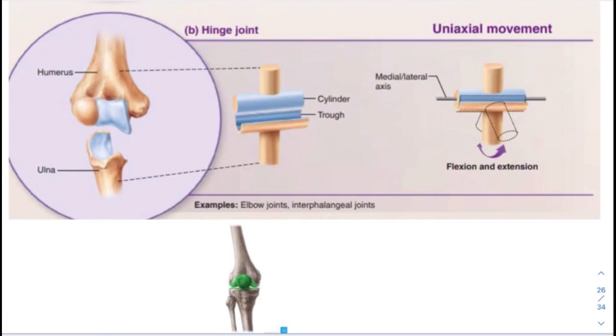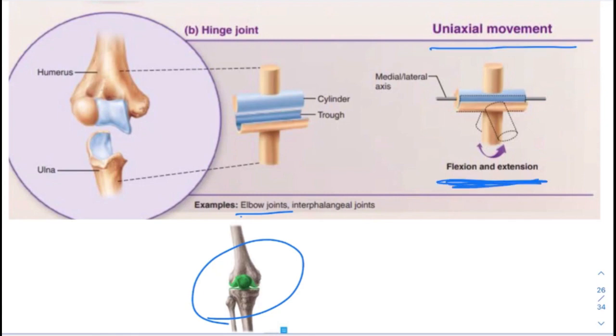So the second type of joint is the hinge joint. Examples of the hinge joint include the elbow joint and the knee joint. Basically the action that the hinge joints allow is flexion and extension. And it's uniaxial movement because you only have one axis. The movement occurs along a single axis, in this case a medial and lateral axis. So the axis is here, and then you would have flexion and extension.